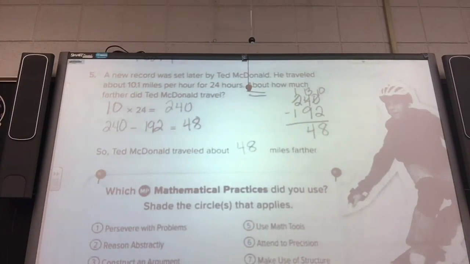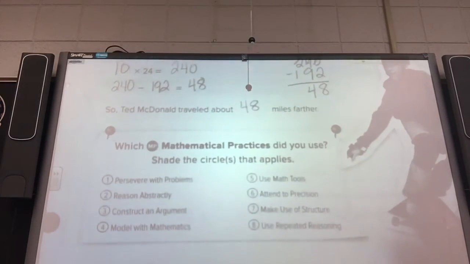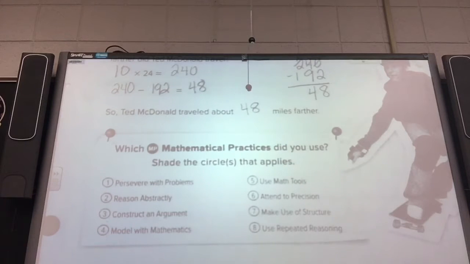All right, when we look at our mathematical practices down below here, we got to really persevere with problems with this one. We could construct an argument as to why one is smaller than the other. We can use our mathematical tools, adding, subtracting, multiplying, dividing. Of course, we have to attend to precision because we have to make sure those numbers are precise. And we're using repeated reasoning.